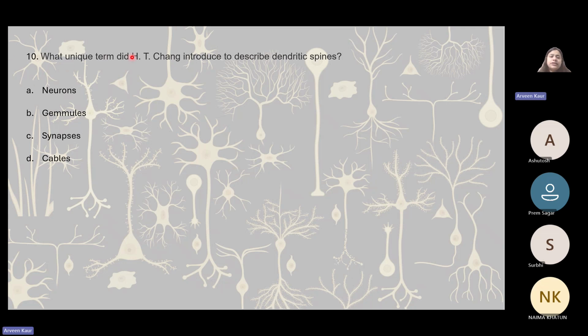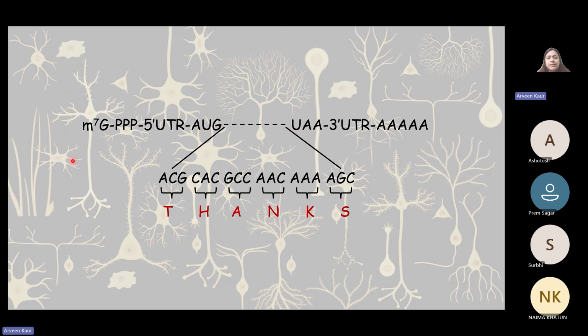Then what unique term did H.T. Chang introduce to describe dendritic spines? So he was one of the people who helped come to this conclusion that they are also not inactive. They can also receive signals. They can also generate potentials, those things, right? So which of these terms did he use to describe these dendritic spines? Was it neurons, or gemmules, or synapses, or cables? So the correct answer for this is gemmules, right? So he also called them gemmules.